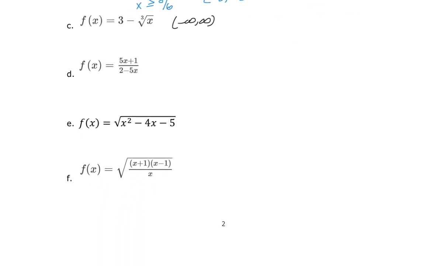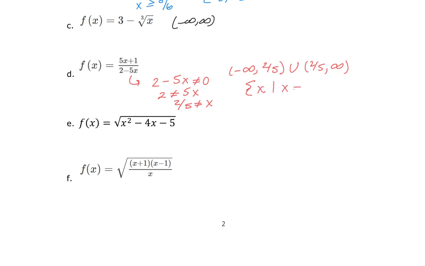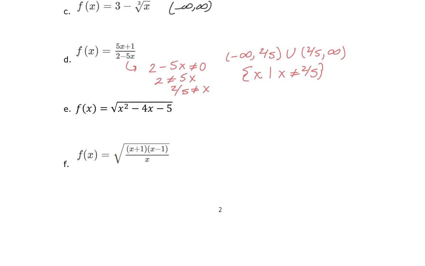All right, we already talked about C. And with part D, we just set the denominator not equal to 0. So we say 2 minus 5x cannot equal 0. So 2 cannot equal 5x. So 2 over 5 cannot equal x. Interval notation would be from negative infinity to 2/5, parenthesis, union 2/5 to infinity. Set builder notation, which is my preferred, is x such that x does not equal 2/5. That's much easier to write, and I don't have to worry about putting it in order.